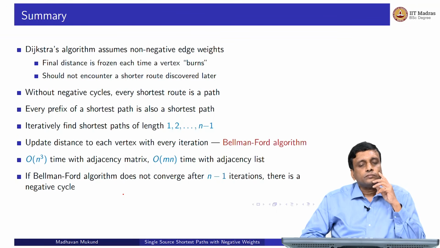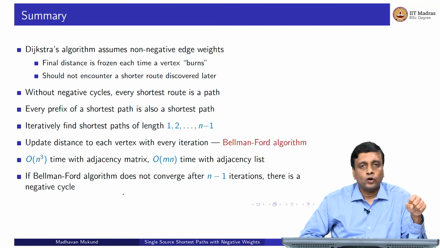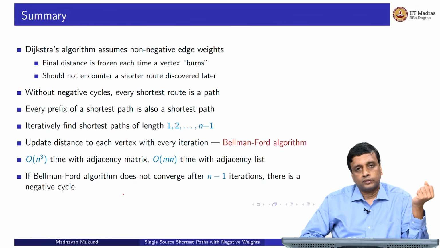So Bellman-Ford allows us to do single source shortest path even in the presence of negative weights. The point of Dijkstra's algorithm was that because of the assumption about non-negative weights, you could do this greedy update. Whenever you see the minimum distance to an unburnt or unvisited vertex, you could freeze that and say forever this is the minimum distance. But if you have negative edges, you could later discover a shorter path to that vertex, and you have no way to update it in Dijkstra's algorithm.